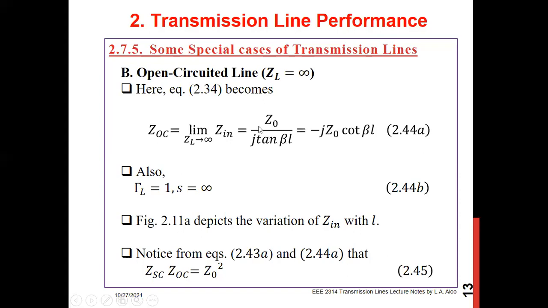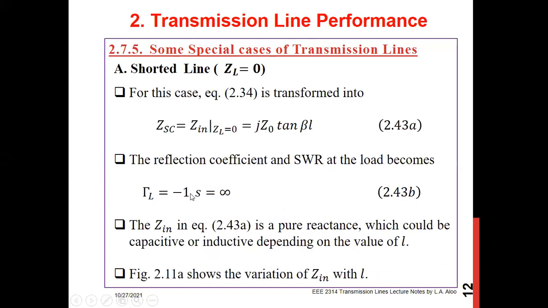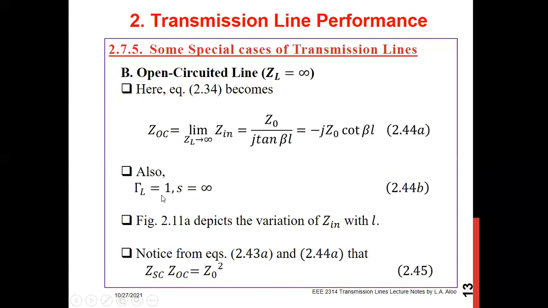Then you can multiply the denominator by j and multiply the numerator by j, in short, multiply by j over j. It will change it to negative jZ0 times 1 over tan βL, which is cot βL. So it will be negative jZ0 cot βL. In this case, the standing wave ratio will still remain infinity, but the reflection coefficient at the load, instead of being -1, will now be +1 for the open circuited line.